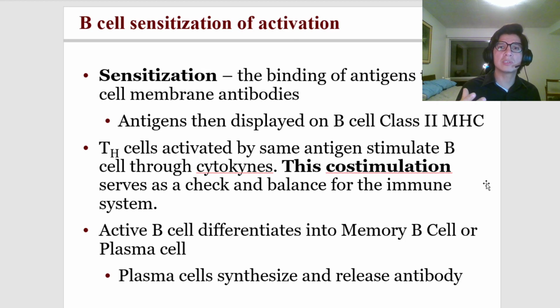So this co-stimulation is kind of like a check and balance for the immune system. There's like a bottleneck at the helper T cell level. That bottleneck explodes into a giant activation of B and T cells. But this activation has this co-stimulation, this check and balance to it.